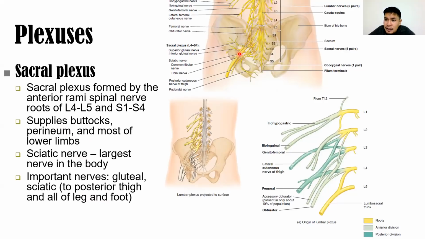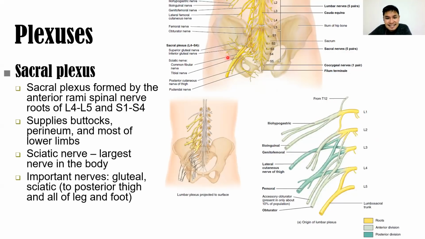Sciatic nerve, very big. We do not want to injure this nerve, so that's the reason why we do not give intramuscular injections to newborns in the buttocks, because of the different nerves that are located here. We do not want to injure these nerves. That's why for intramuscular injection in newborns, it may be the vastus lateralis, the lateral part of the thigh.